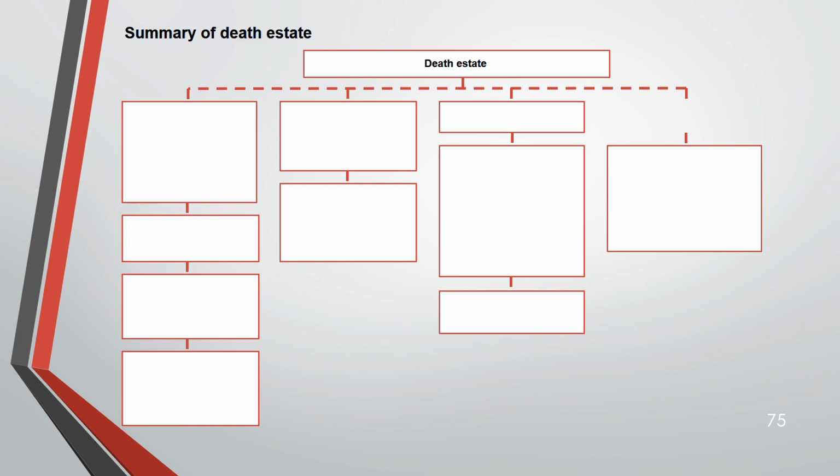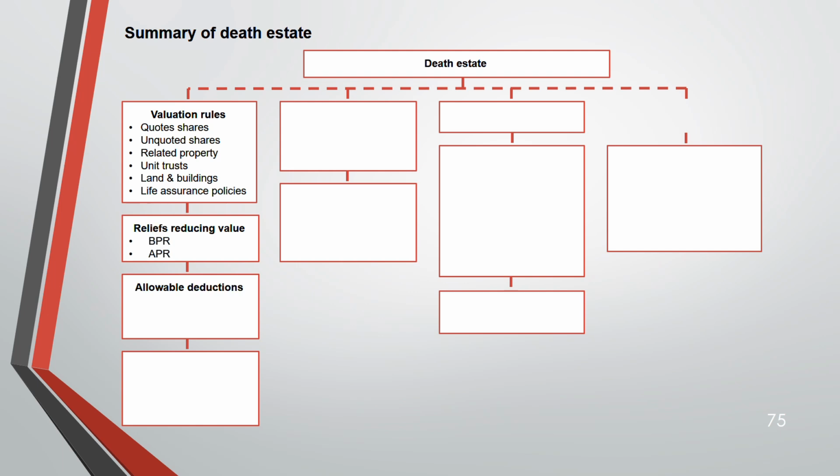Now, summary of the death estate. Valuation rules: quoted shares, unquoted shares, related property, unit trust, land and buildings, life assurance policy. Make sure that you go through all this. I've covered all of it. Then reliefs, reducing value, BPR and APR. And these are allowable for lifetime gifts as well. BPR and APR, you have to see the conditions.